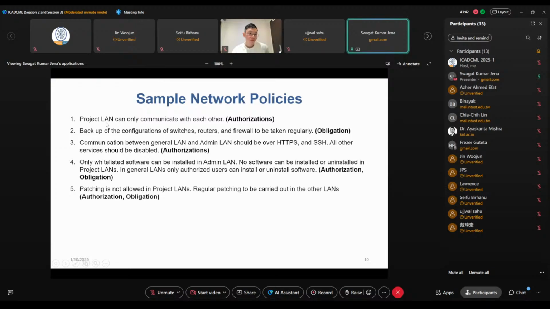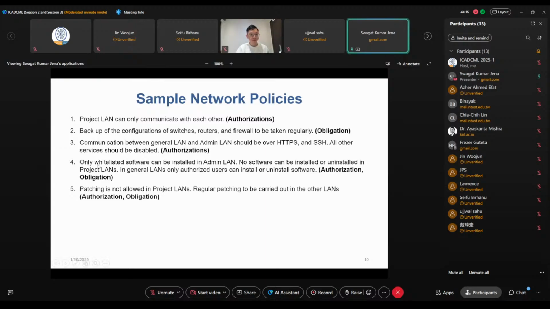For example, the first one says that project LANs can only communicate with each other. There are 2 project LANs, so they can communicate only with each other. Backup of configuration of switches, routers, and firewalls is to be taken regularly. So it is a kind of obligation policy. And communication between general LAN and admin LAN should be over HTTPS and SSH, and all other services should be disabled. So these are kinds of real-time policies which are normally implemented in routers or firewalls.